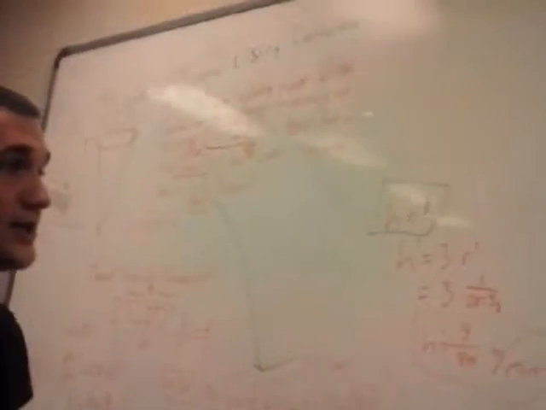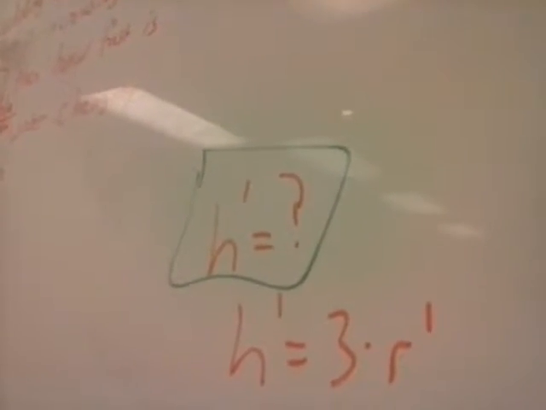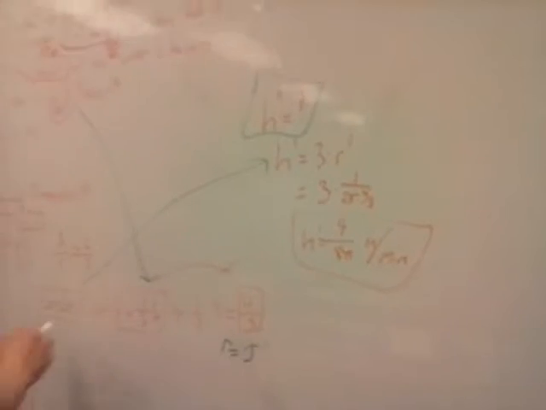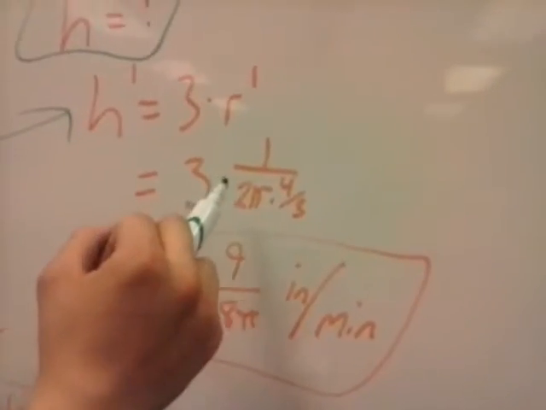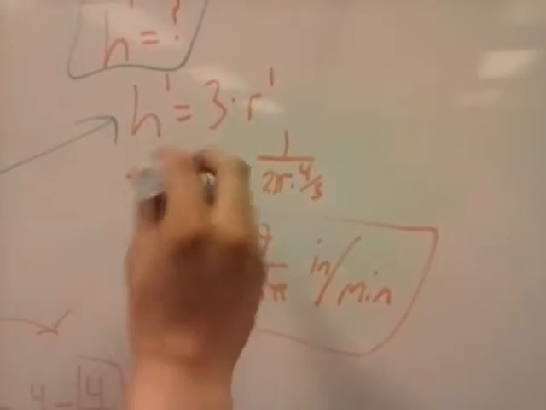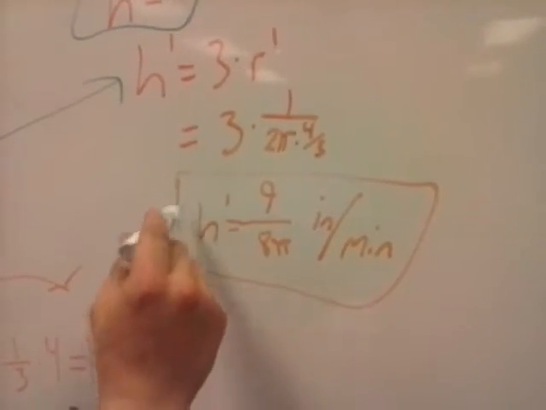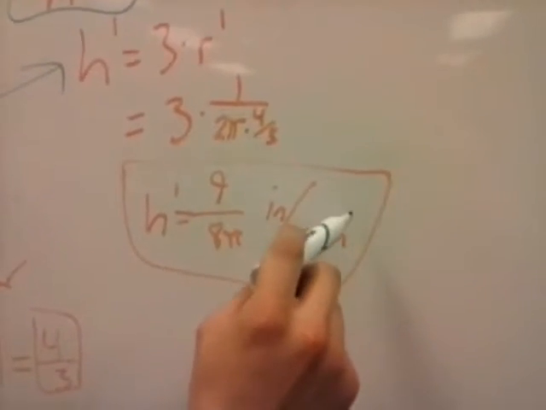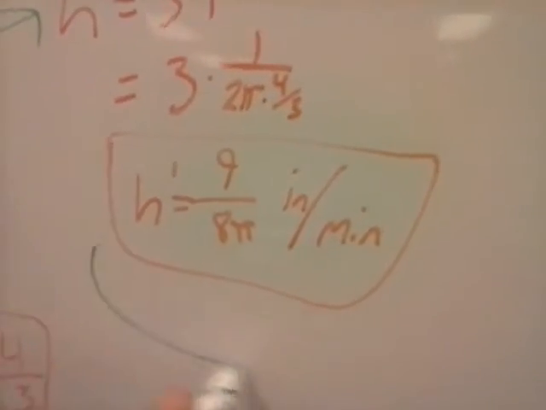So in order to find h prime, you have 3 times r prime. Because remember again, follow my arrow right here, take the prime of all that, you have 3 times what you had found r prime to be. After you multiply those through, you'll find that h prime is 9 over 8 prime inches per minute. And that is the answer to your question.